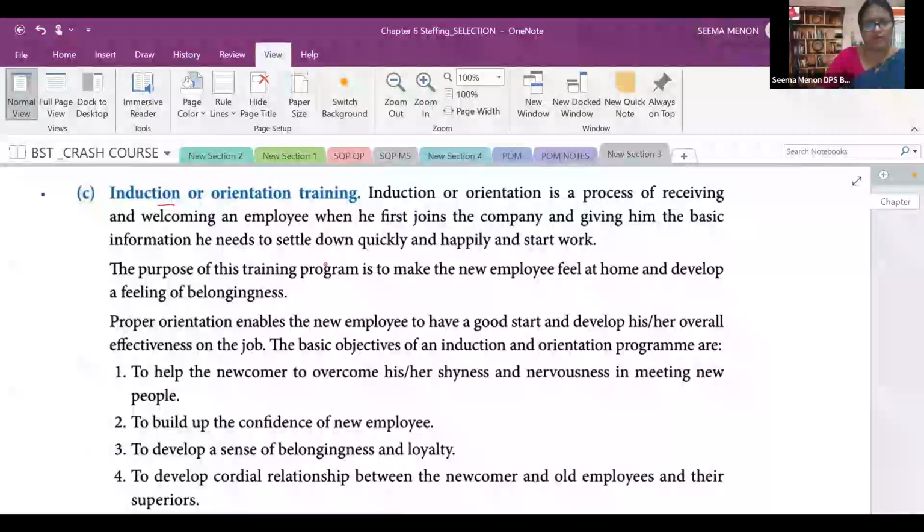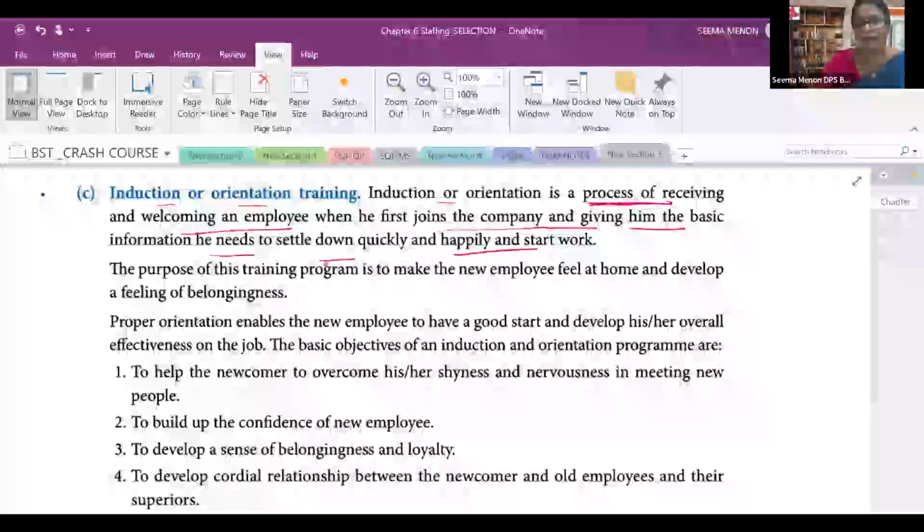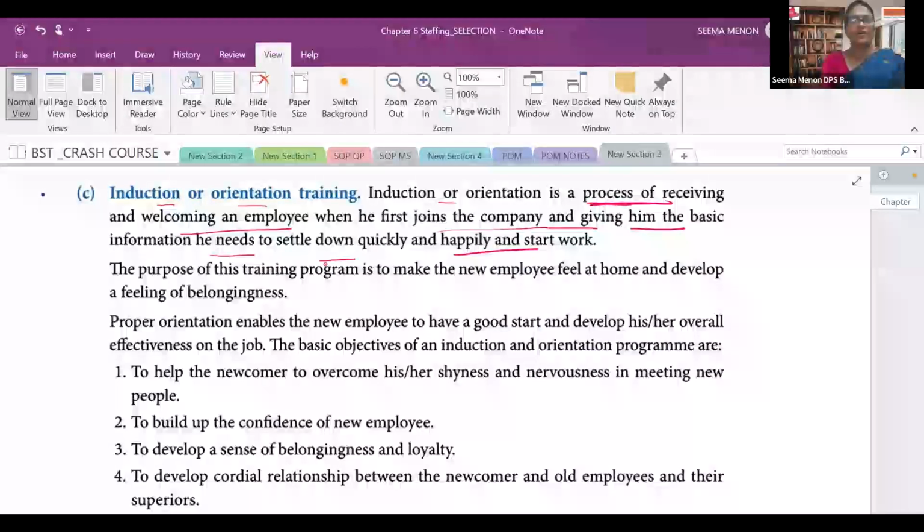It is also called induction, or it may be orientation training. You might be knowing that. Induction or orientation is a process of receiving and welcoming an employee when he first joins the company and giving him the basic information he needs to settle down quickly and happily and start work. Once the employee gets the job and appointment order, the employment contract will be signed. Then he is welcomed as a new employee of the organization, and basic information about the company, the work procedure, the employees, and whom he has to report to is explained quickly, so that the employee can happily start the work.